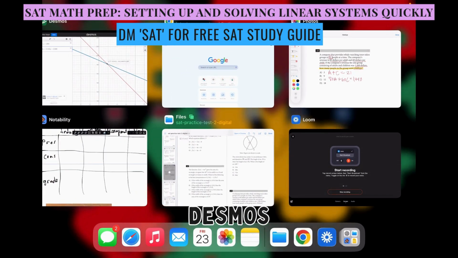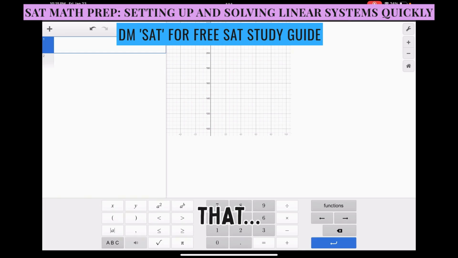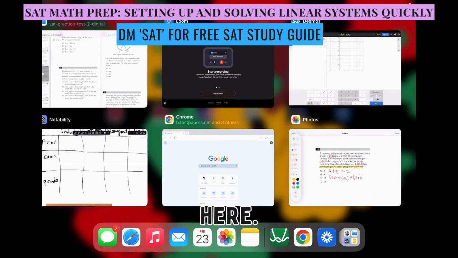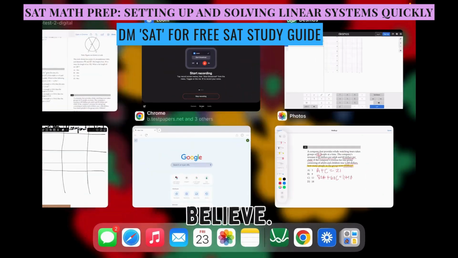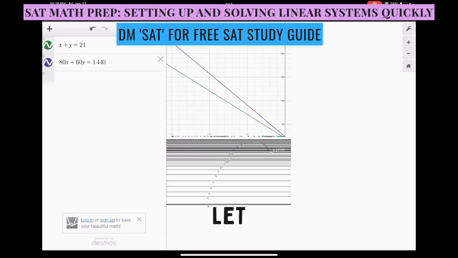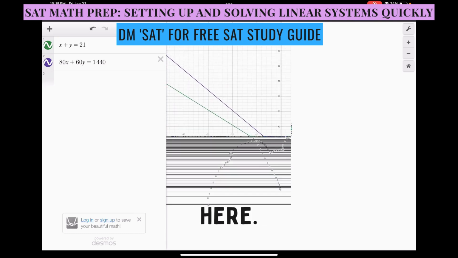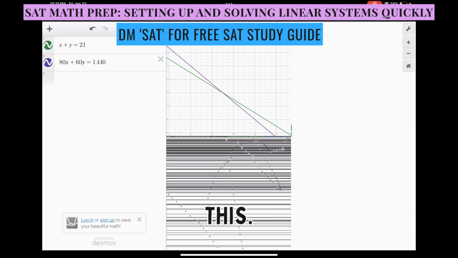So going to Desmos here. So we know that, let me go back here. Okay, so we know X plus Y equals 21, I believe. Yep, 21. And 80X plus 60Y equals 1,440. So now let me go to my Desmos here. Let me zoom in, and it's acting a little bit funky, but we can get through this.